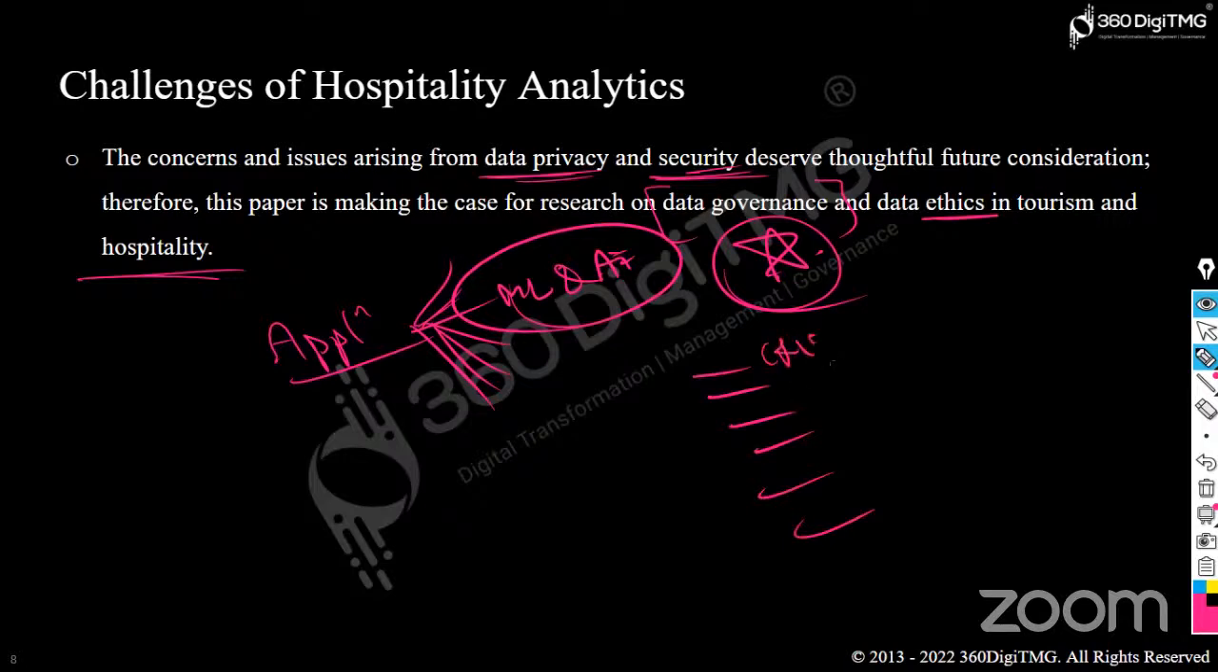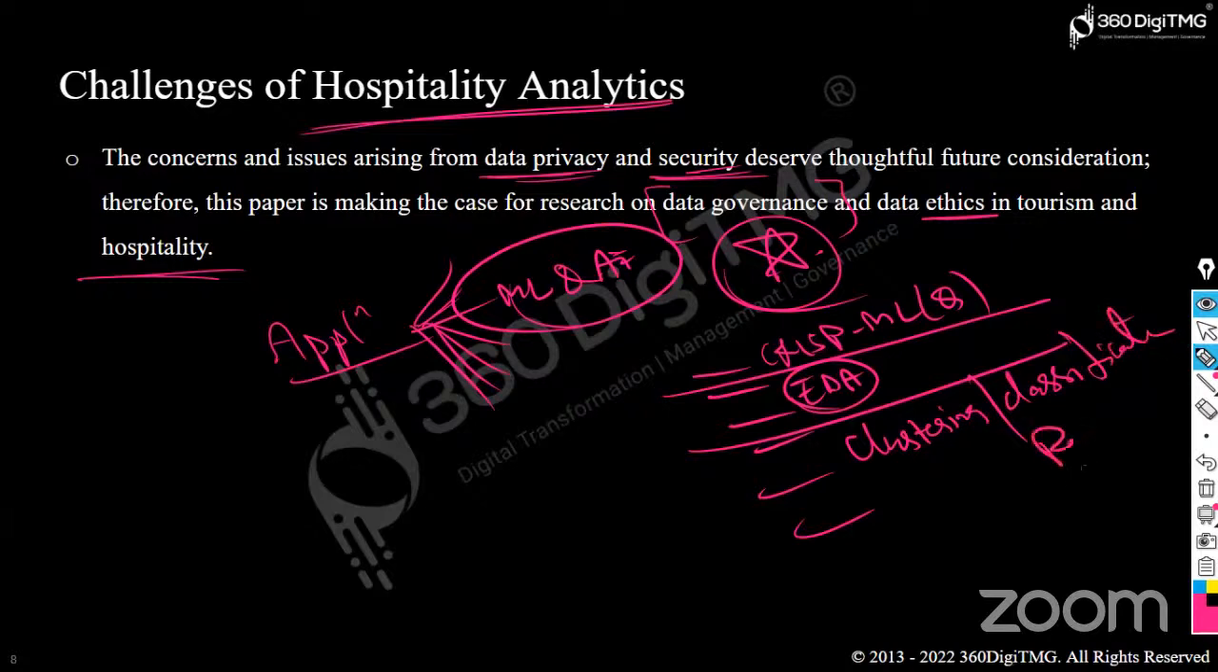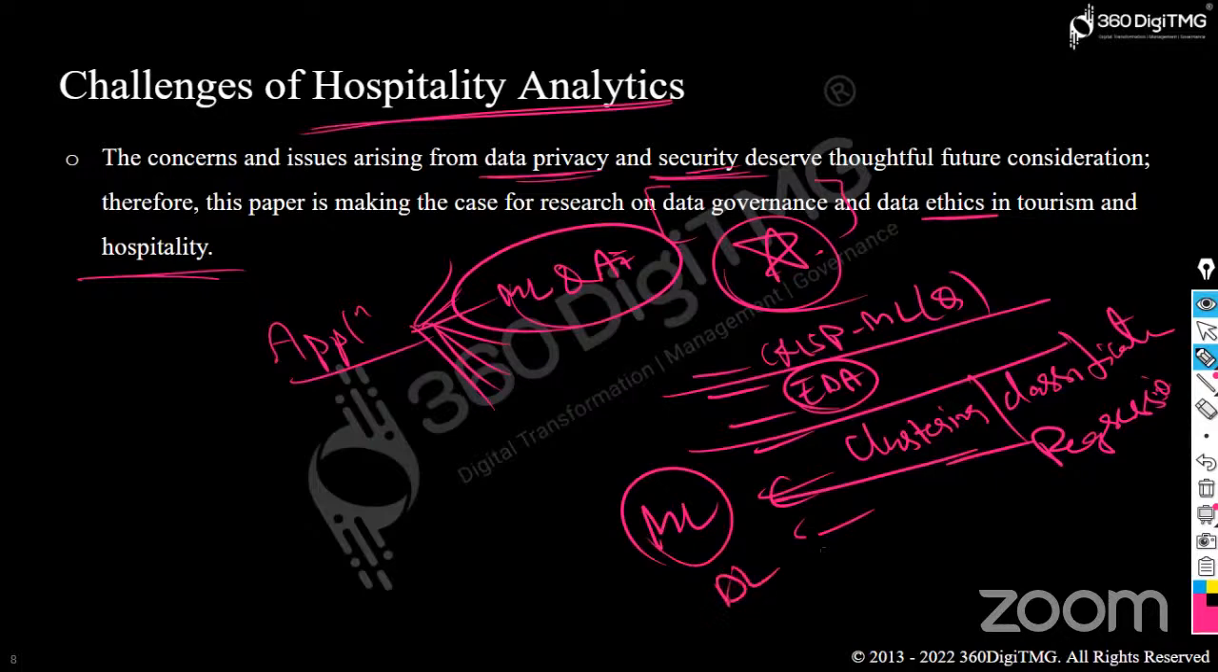Tomorrow we'll see the crisp MLQ, the steps required for understanding hospitality analytics. We'll also understand EDA, that is exploratory data analysis. After that, we'll choose one from clustering, one from classification, and one from regression. These are the machine learning models. We'll also see one deep learning model, that is LSTM, which helps in improving accuracy and prediction, and also helps us in making decisions for the future. This is what we are going to learn in this domain.